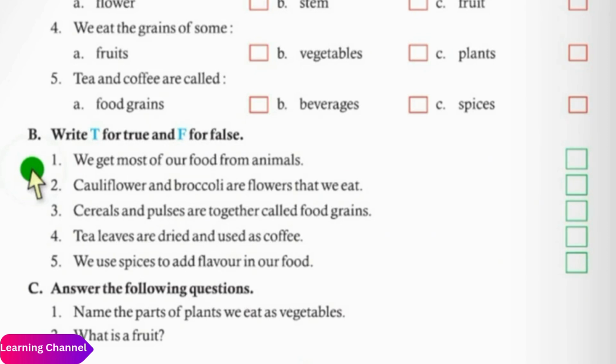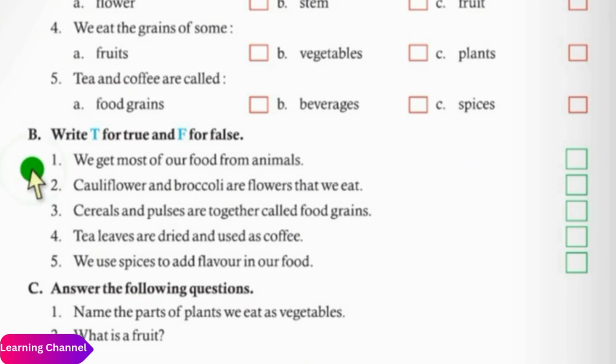4. Tea leaves are dried and used as coffee. It is false. Tea leaves are dried and used as tea. 5. We use spices to add flavor in our food. That is true. We use spices to add flavor in our food.